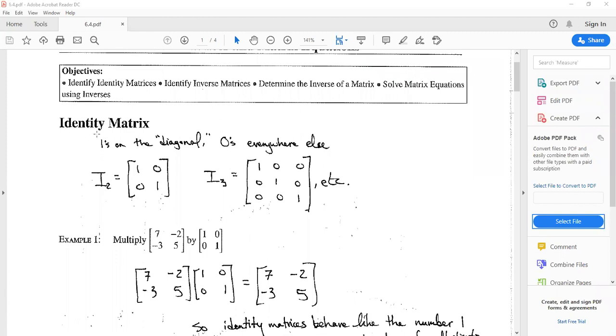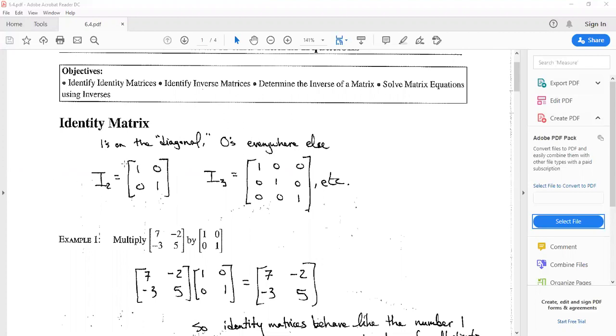An identity matrix is a square matrix. It has the same number of rows as it does columns. And it is given by the matrix that has ones along the diagonal and zeros everywhere else. So let's just see what we mean by that. There's one for each size, n by n. I left off the first one here. I1 would just be the single number 1.